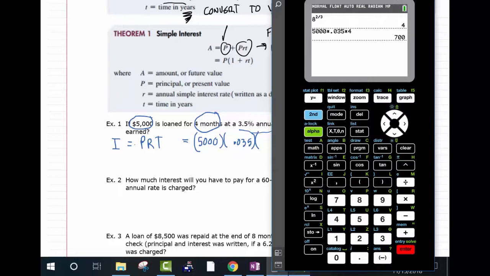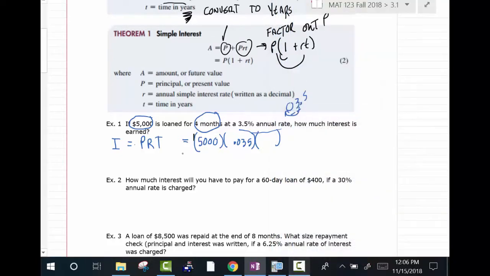What you have to do, because you've only got this loan for 4 months, is say 4 out of 12. There's 12 months in a year. So if you're converting months to a year, you got to divide it by 12. And then you can go straight to your calculator. You don't have to worry about reducing the fraction or anything.